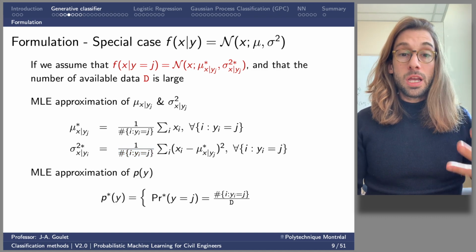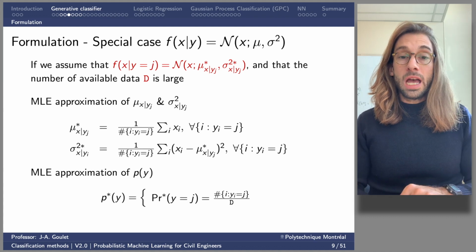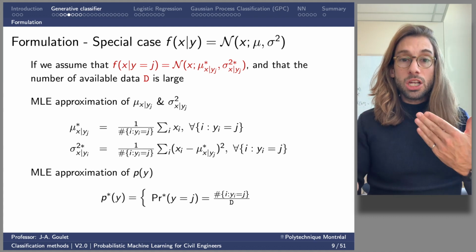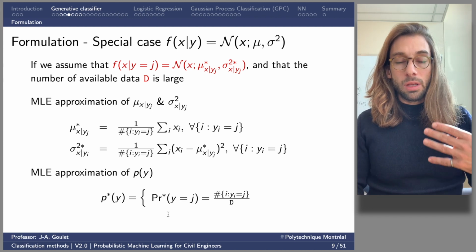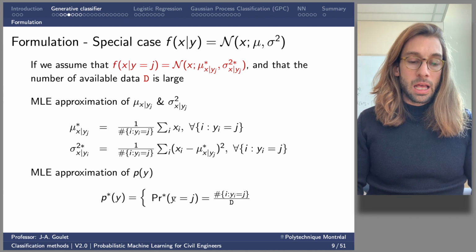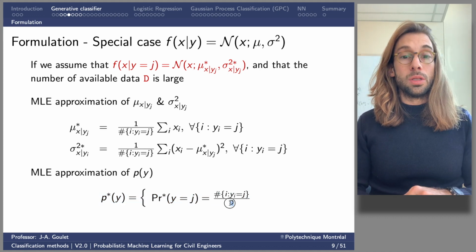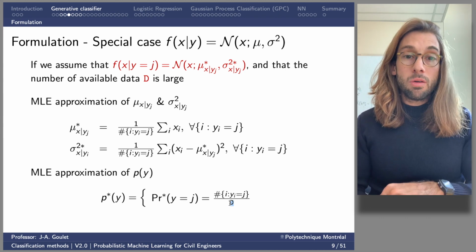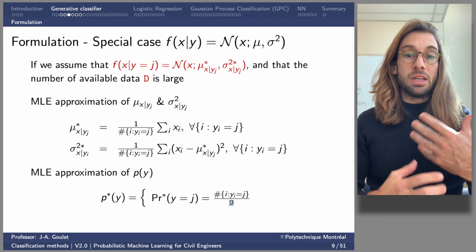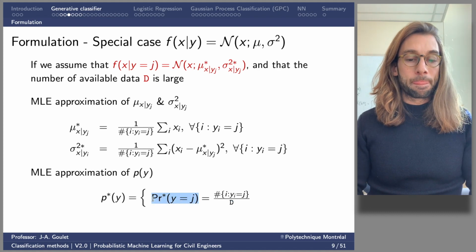Then the second thing we need to do is to use an MLE approximation for my prior probability of the class. So what we look at is the relative ratio of each of the classes. The probability estimated using an MLE that my class Y is going to be equal to j is the number of instances of a class divided by D, the total number of observed data. By simply looking at this relative frequency of my class, I'm going to have an MLE estimate for my prior probability of observing that class.